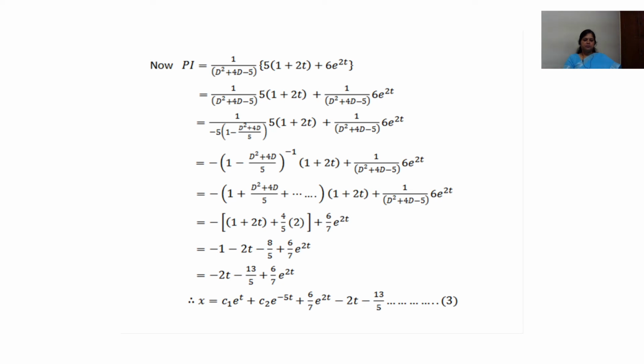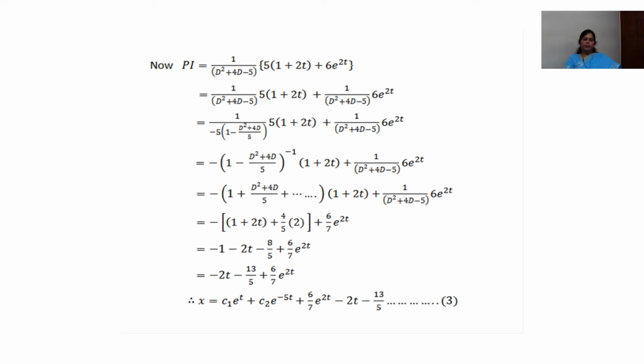Then we have to simplify this term. So we get −1 − 2t − 8/5 for the first term. Now we'll go for the second term of the simplification.